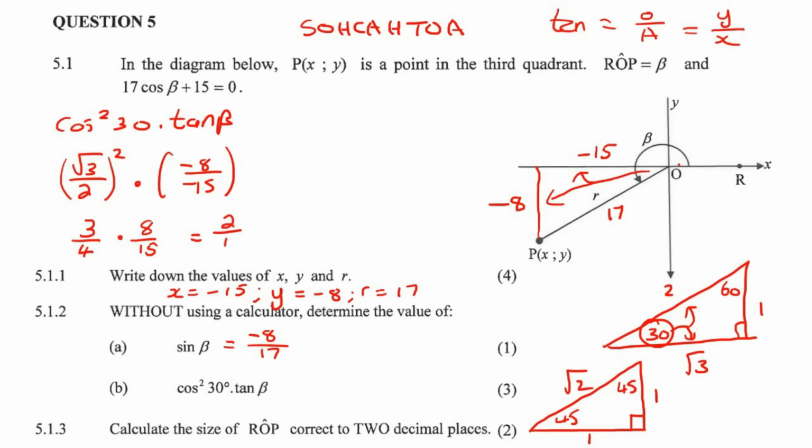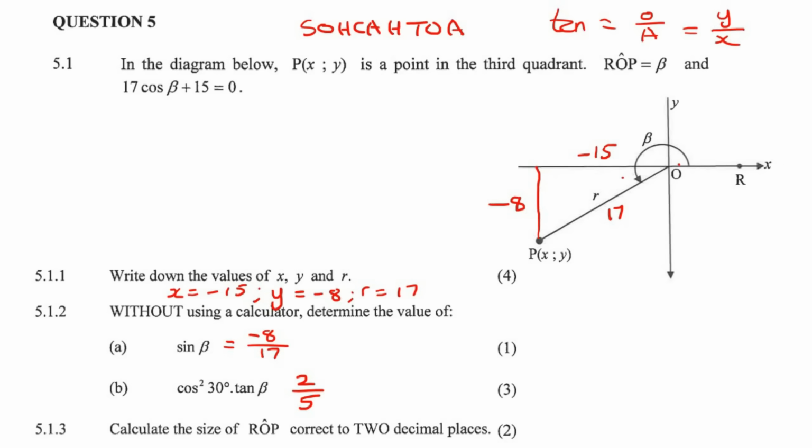And so that's going to give 2 over 5. Okay, so that's what the answer should be for that one. 2 over 5. For this last question, they want us to calculate ROP. Now, you got to be careful. ROP could go that way. That's ROP. But that's also ROP going that way. So which one is it?